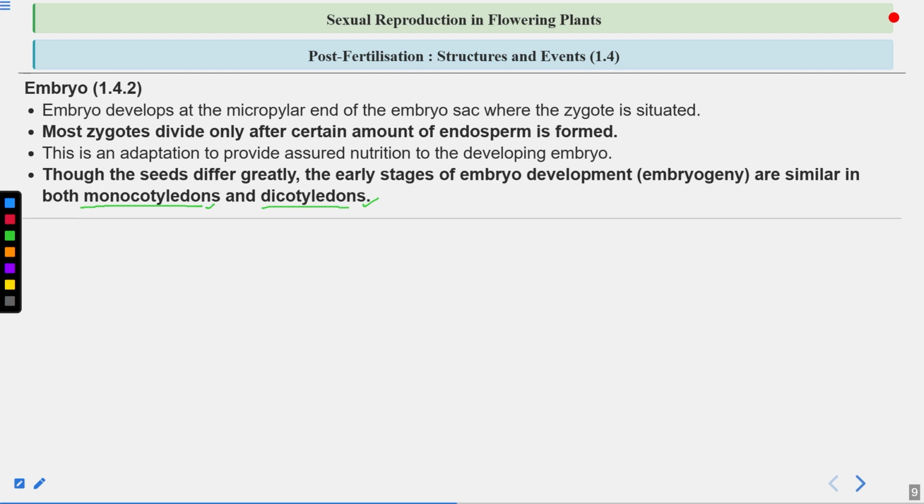Flower: dicot is tetramerous or pentamerous, whereas the monocot will have the trimerous. Three whorls are there only. So these are some of the differences we see in the case of monocot and dicot, but both come under the flowering plants, angiospermic plants. So they are telling that the early stages of the embryo development, that is the embryogeny, are similar in both types of flowering plants, that is the monocot and dicot, right?